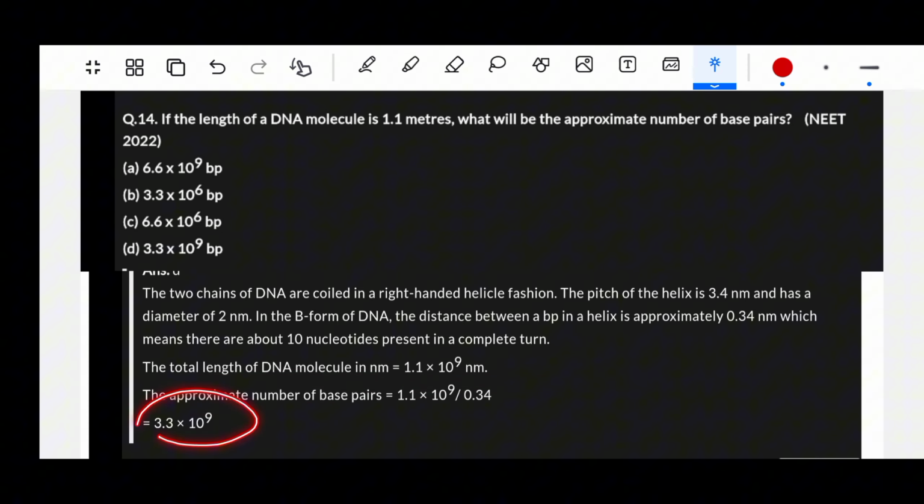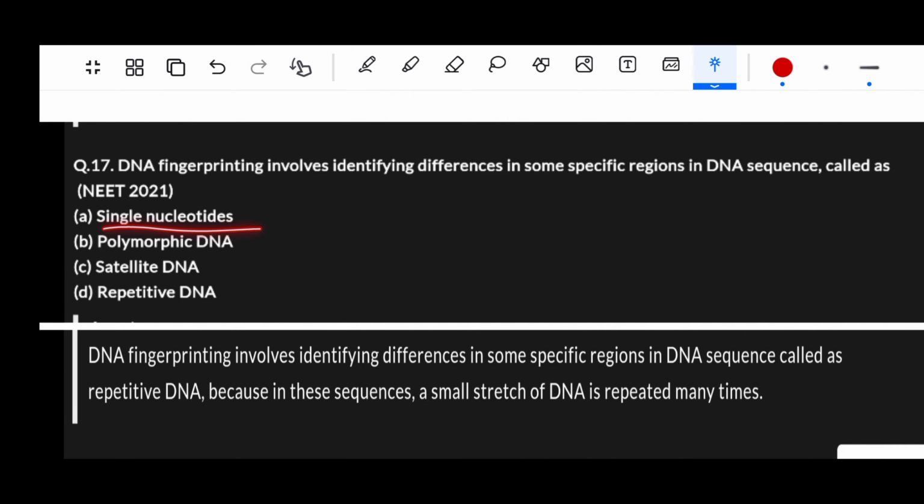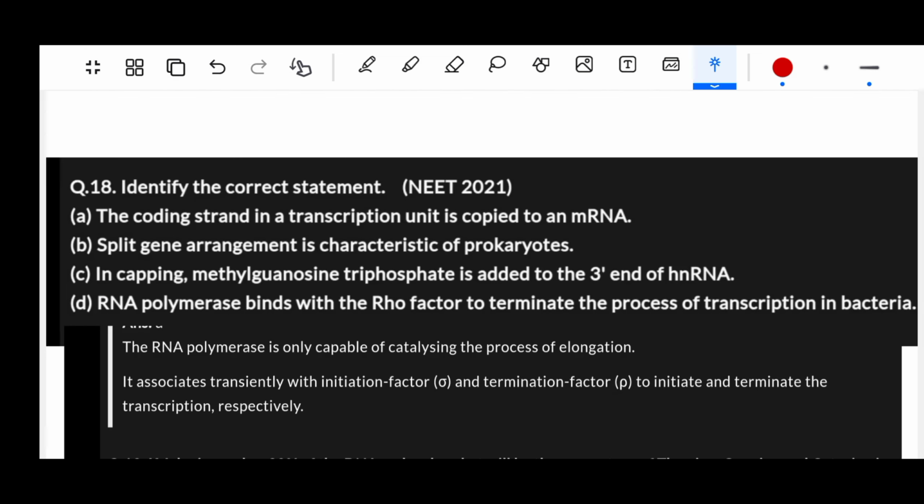DNA fingerprinting involves identifying differences in some specific regions in the DNA sequence called single nucleotides, polymorphic DNA, satellite DNA, repetitive DNA. DNA fingerprinting involves identifying differences in some specific regions in DNA sequence called repetitive DNA, because in this sequence a small stretch of DNA is repeated many times. Option D, repetitive DNA, is the correct answer.